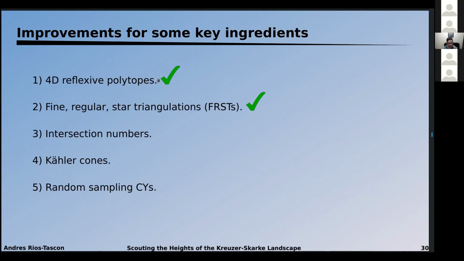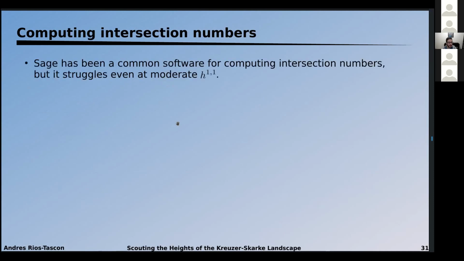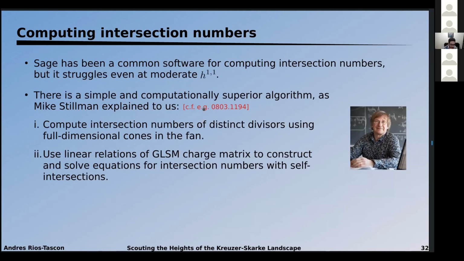Okay, so now we have polytopes and triangulations done. Now let's look at how we would compute intersection numbers of the Calabi-Yaus. The typical way of finding intersection numbers of Calabi-Yaus would, for example, be using Sage. But if you do that, it really starts to struggle, even for moderate H11. And at some point, it just becomes unusably slow. So luckily for us, Max Stillman, who is a mathematician here at Cornell, explained to us that there's a pretty simple and computationally superior algorithm, which is not new, but it was unknown to us.